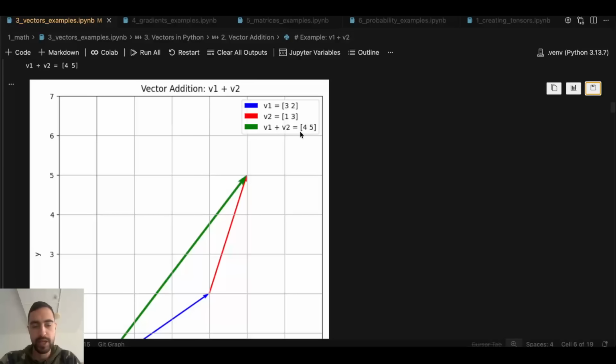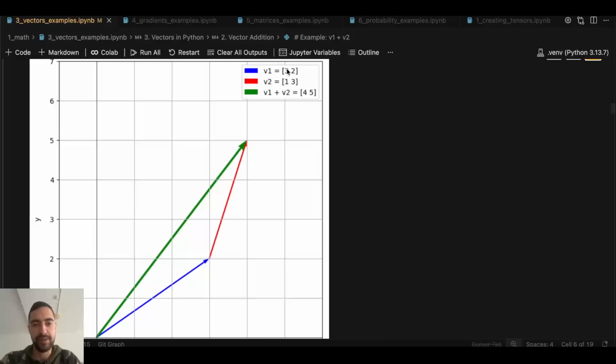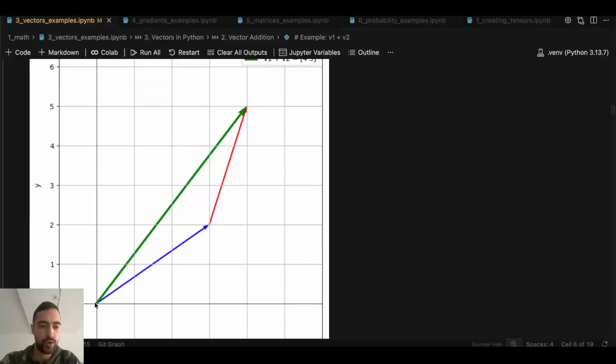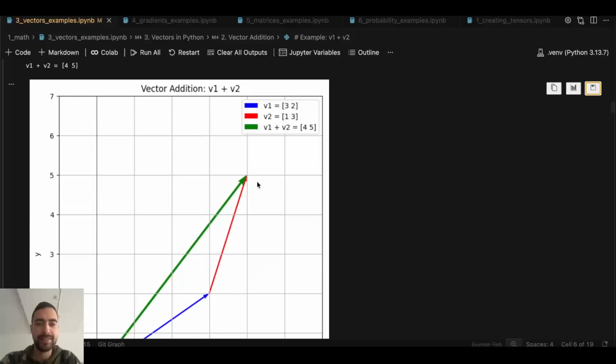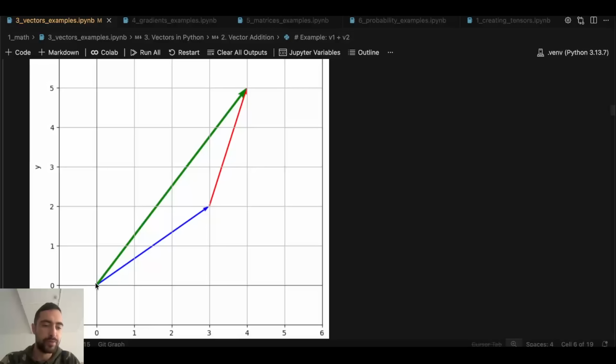And we can also add vectors visually, starting from the first vector 3, 2, going from 0 to 3, 2, and the second vector 1, 3. Now this vector would go from 0, 0 to 1, 3 like this. So this would be the second vector. And then we just move this second vector to the end of the first vector if we want to add it visually. Wherever it ends up, that's going to be our resulting vector.